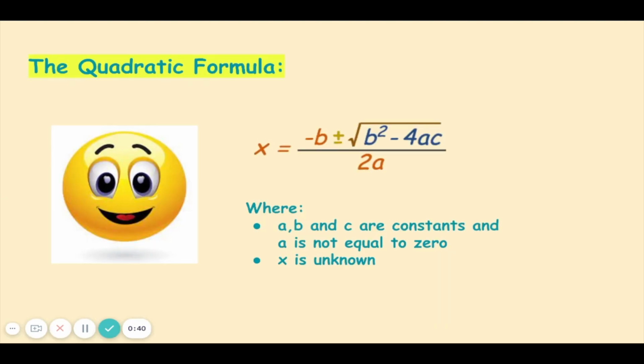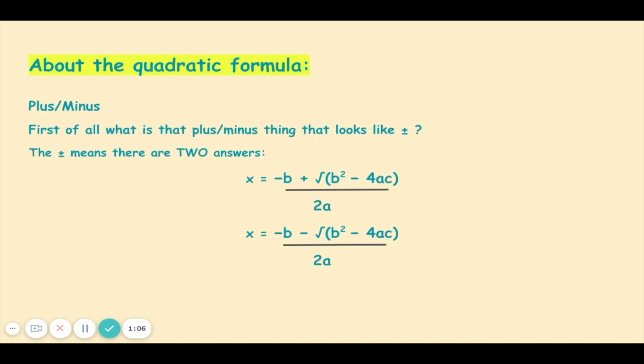So, ito po yung quadratic formula. The quadratic formula is equal to x is equal to negative b plus or minus square root of b squared minus 4ac over 2a, where a, b, and c are constants and a is not equal to 0 while x is unknown. Okay? So, about the quadratic formula.